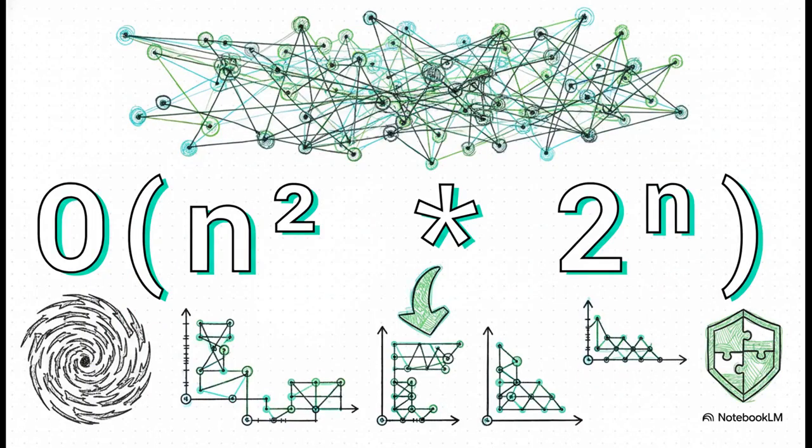Now, I know that looks pretty intimidating, but believe it or not, this complexity is actually a huge win. A simple brute force approach would be what's called factorial time, which gets astronomically worse.